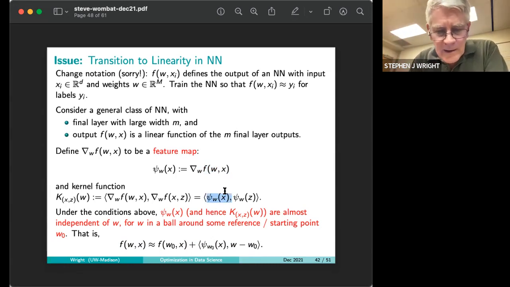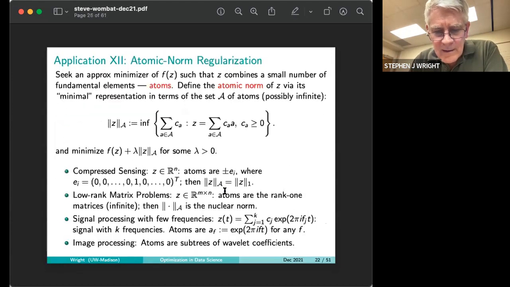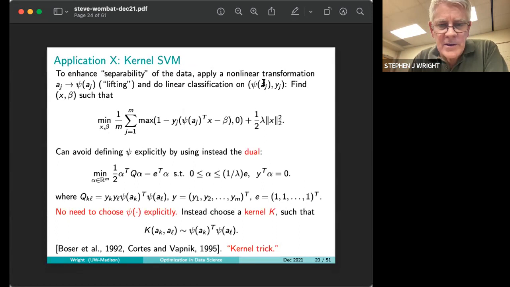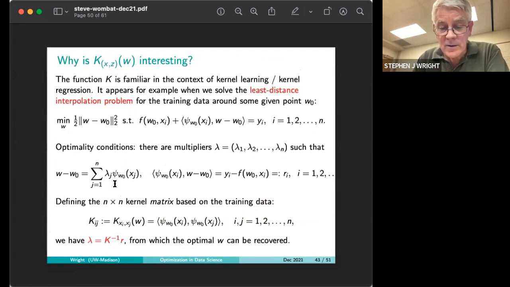And if you go back to what I was talking about on slide 20, back here, this is exactly what I was doing in kernel SVM. I was lifting the a_j, which are the input feature vectors, into some high dimensional space. I was forming a kernel out in that lifted space. I was solving an optimization problem that was giving me dual variables that I could then use to reconstruct the function f. And this is exactly what's happening in neural tangent kernels.